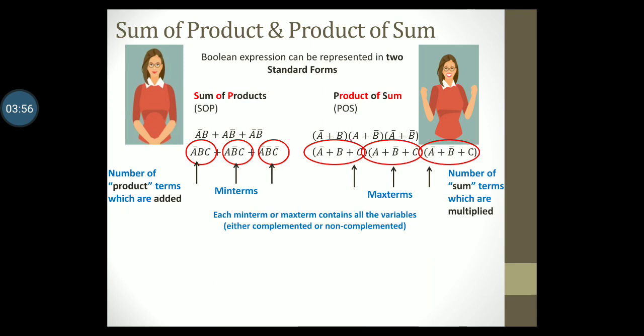Now for every minterm or maxterm in standard form, they should contain all the variables in the equation either in complemented or non-complemented forms. These are examples of standard SOP expressions. Notice that each product term is made up of all the variables in the equation either in complemented or non-complemented forms.